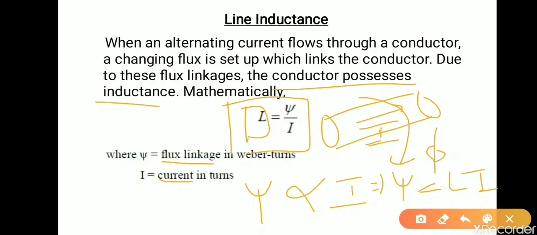And here the flux linkage psi can be written as psi is equal to N into phi, where N is the number of turns and phi is the magnetic flux. Since it is a transmission line, the value of N will be equal to 1. So psi is nothing but phi.